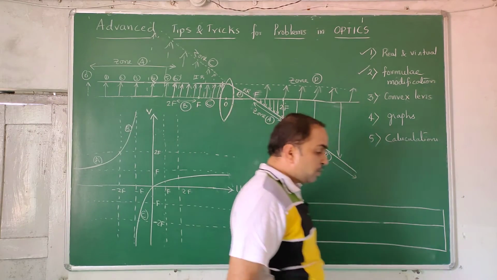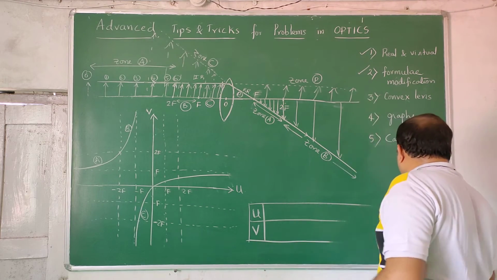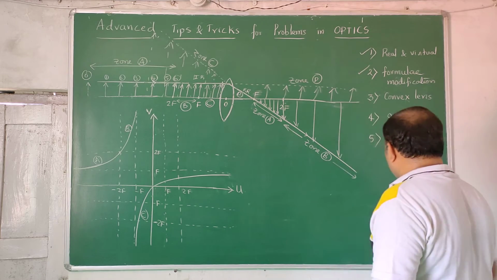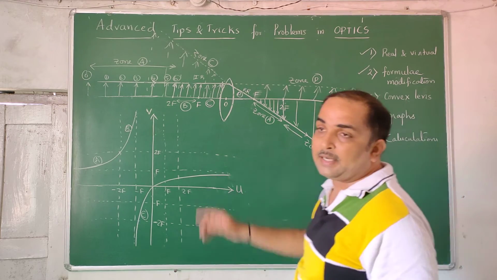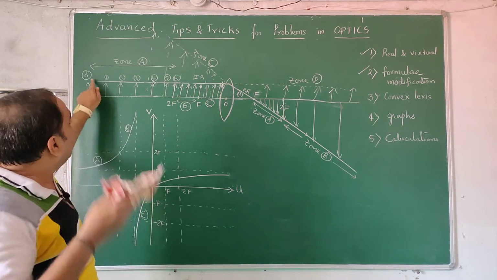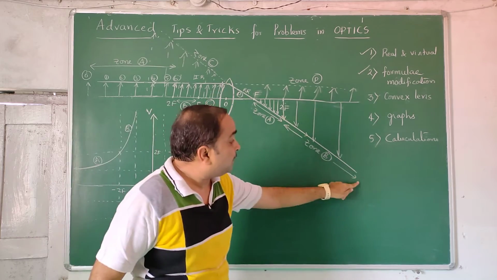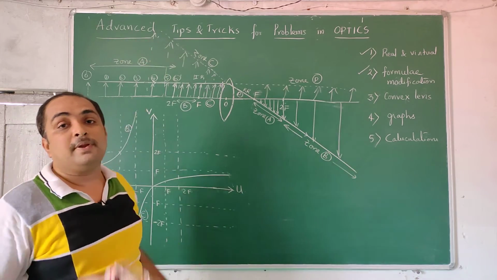So everything is in the graph. If I draw a table column, you will get confused, so once again I'll explain. It is a little difficult, I accept it, but once you understand it, all the problems are covered. So now here to here is real object, here to here is virtual object, here to here is real image, and this extended one is virtual image.